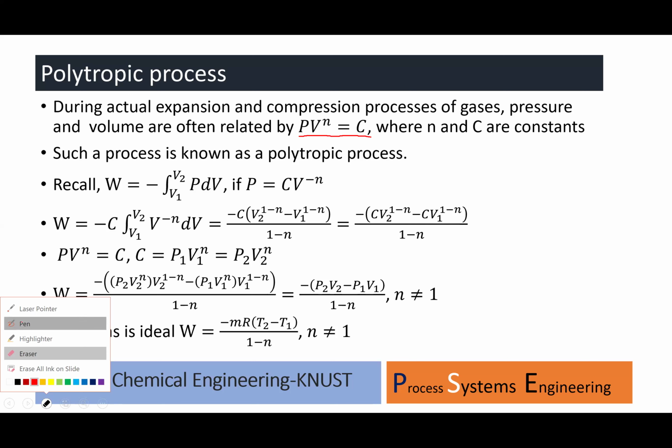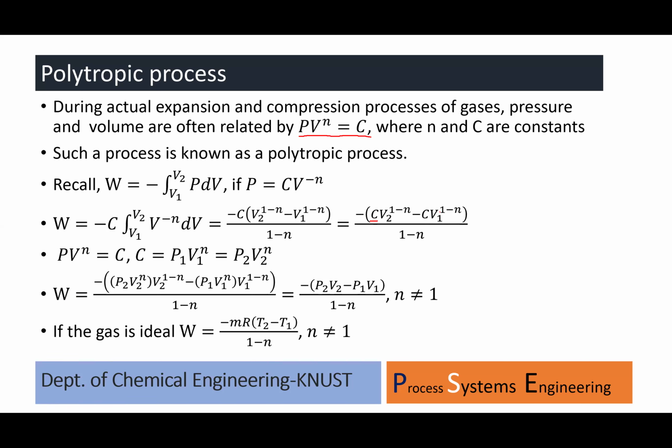So what I'm saying is that this C we have here and this C we have here, we can replace them with P1 V1 to the power N and then P2 V2 to the power N. When we do that, we end up with this expression here, the expression we have here for W. And we can simplify it further. So this V2 to the power 1 minus N can become V2 times V2 to the power minus N. And then that V2 to the power minus N can cancel out this V2 to the power N. So yes, this is V2, right? And when we do that and simplify, we are going to end up with this expression over here.